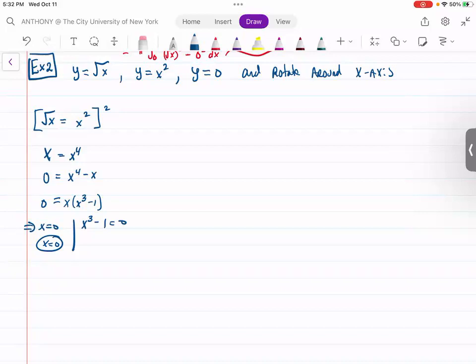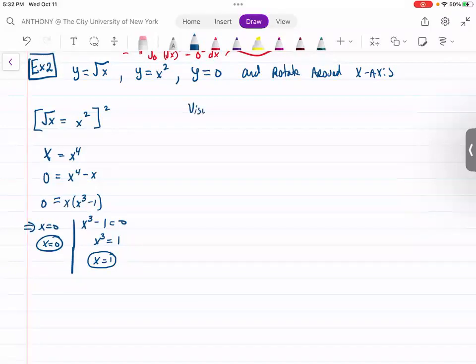All right. So then on the other part, x cubed minus 1 equals 0. You add 1 to both sides. You get x to the third equals 1. Now, x to the third equals 1. What does that tell you about x? X is equal to 1. Right? So the points of intersection are x equals 0 and x equals 1. Now we can make a graph.